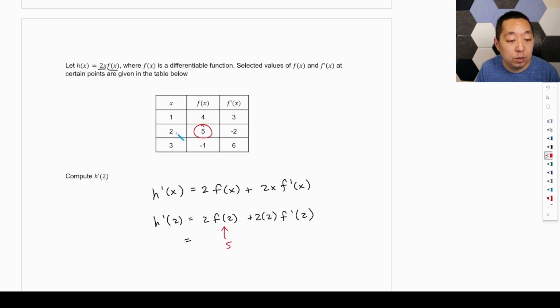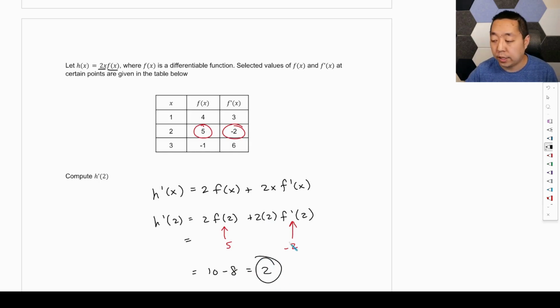What's f prime at 2? Negative 2 here. And so this is going to be 2 times 5, which is 10. And then this is 2 times 2 is 4. 4 times negative 2 is negative 8. So I'm going to get 2 there, just like that.